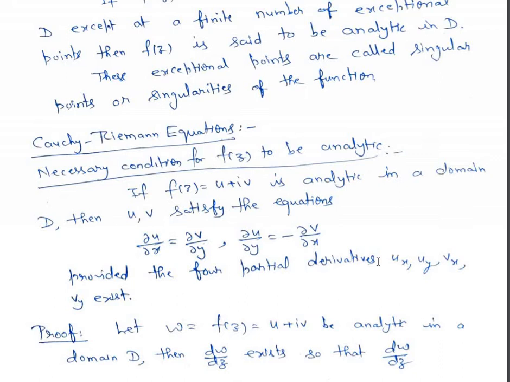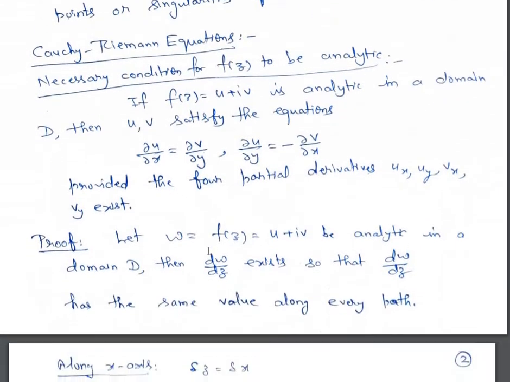So these two equations, del u/del x = del v/del y, and del u/del y = minus del v/del x, are called the Cauchy-Riemann equations. So if a function is analytic, then it must satisfy these two equations.